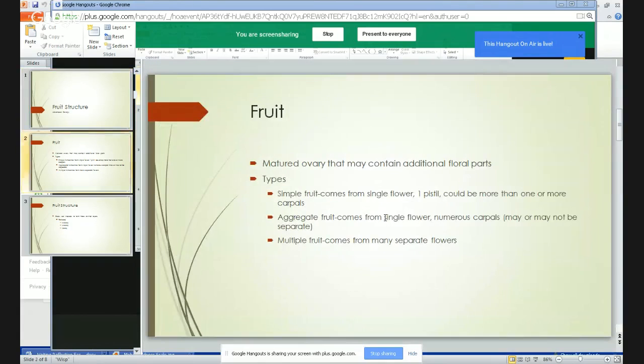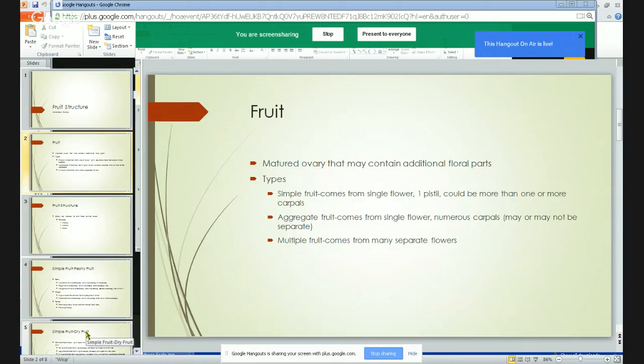So what a fruit is, it's going to be a matured ovary that may contain additional floral parts, like your seeds, sepals, things like that, the floral tube. I always like to gross the junior high kids out and say, "Oh, you're eating a matured ovary." But it is what you're eating.